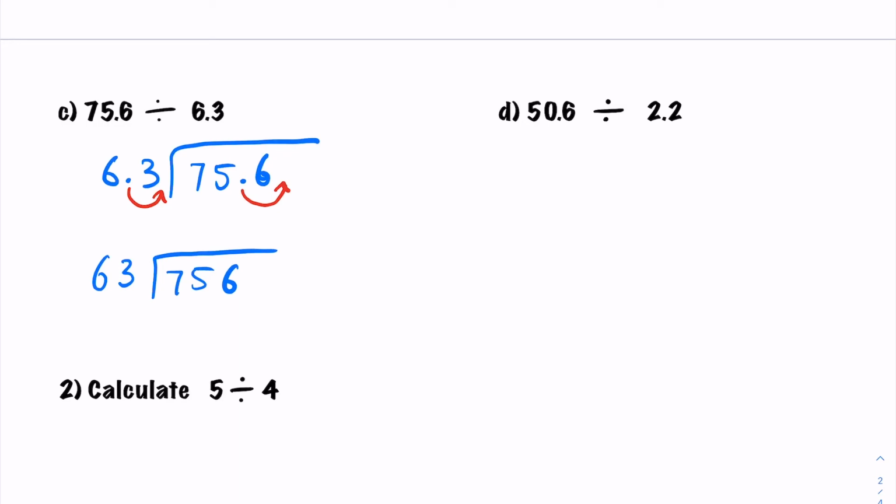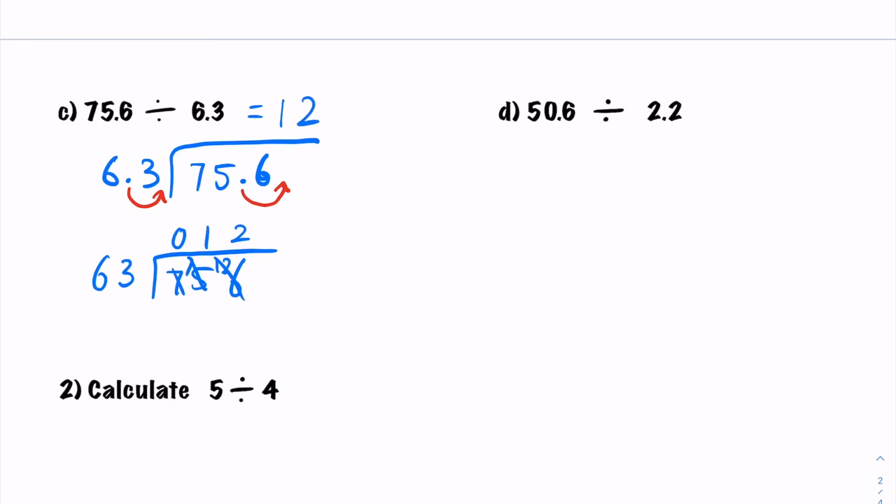Now let's do this one here. So how many 63s go into 7? None into there, sorry, carry the 7. So how many 63s go into 75? 1, with a remainder of 12. And now we need to decide how many 63s go into 126. Let me just move that across so it's clear that's a 2. So how many 63s go into 126? And that's just 2. Remember, 2 times 63 is 126 with no remainder. And so we just get 12. 75.6 divided by 6.3 is just equal to 12.